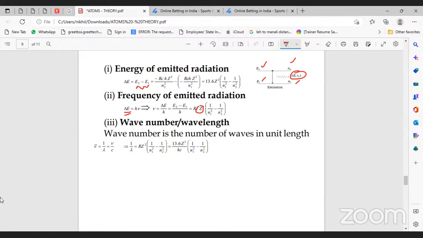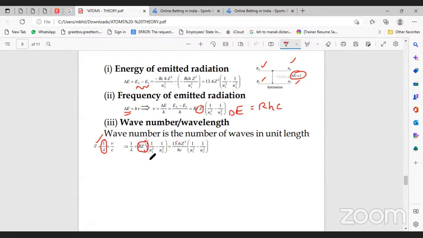If you want the change in energy in terms of R, it is just R times h into c. You can find that in terms of energy also. The reciprocal of the wavelength is called the wave number. That is R into z squared into 1 by n1 squared minus 1 by n2 squared.